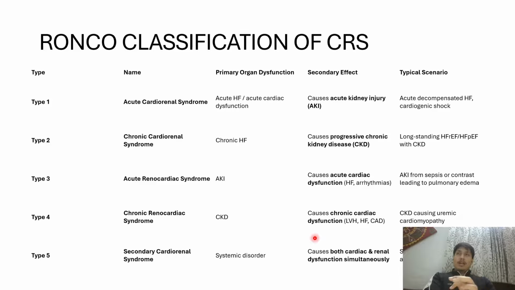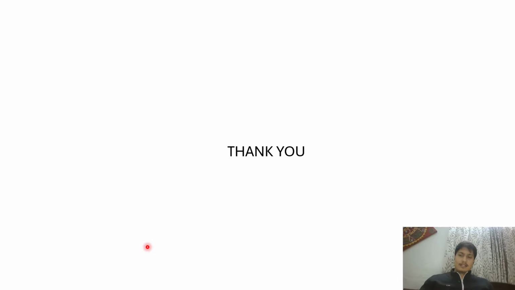Then we have renocardiac, a patient with acute renal dysfunction landing up with acute heart failure. And then we have type 4. Type 4 is chronic renocardiac. That means the patient has CKD and now is developing cardiac disease. And type 5 is a systemic disease that is affecting both cardiac and renal at the same time. So Ronco's classification is also important and sometimes asked in entrance exams.